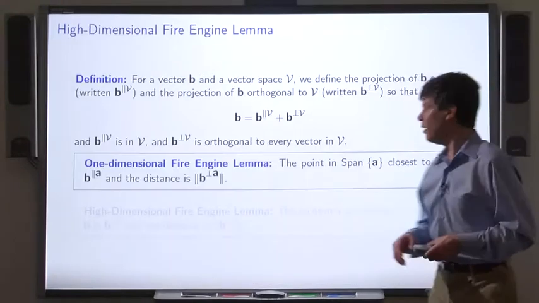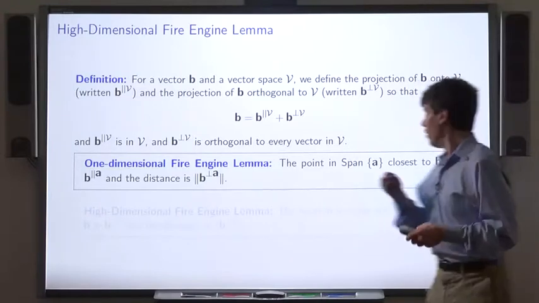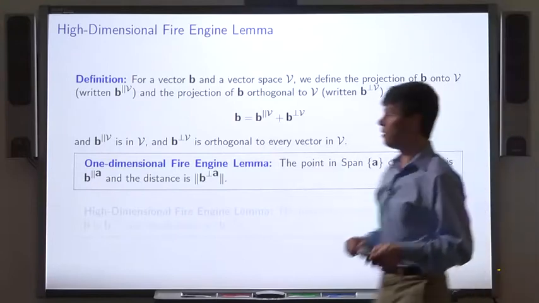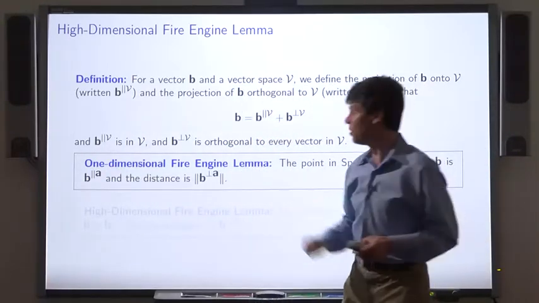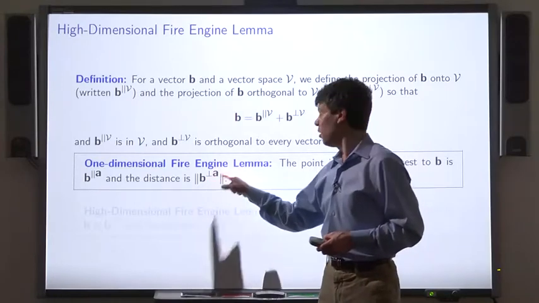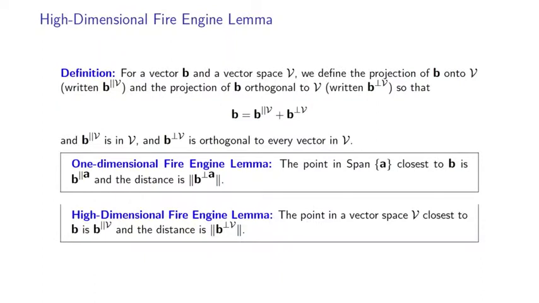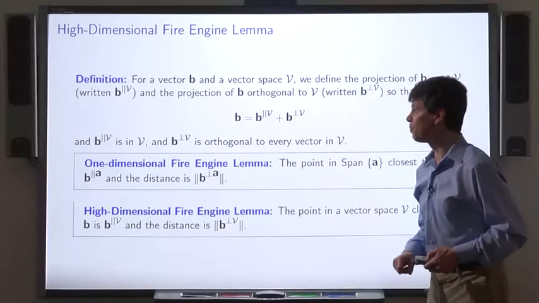Now recall that the fire engine lemma gave us a way to identify the point in span of A closest to B. It was the projection of B parallel to A, and the distance was the norm of the projection of B perpendicular to A. We generalize that as follows. The point in a vector space, big V, that's closest to the vector B is B parallel, and the distance is the norm of B perpendicular.